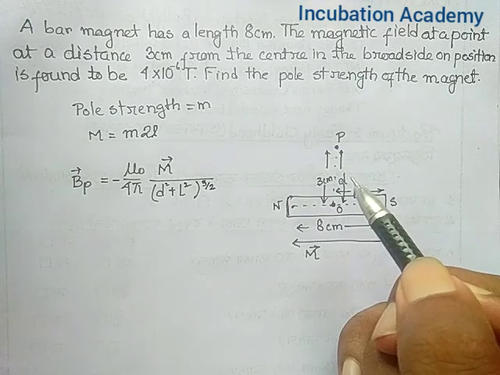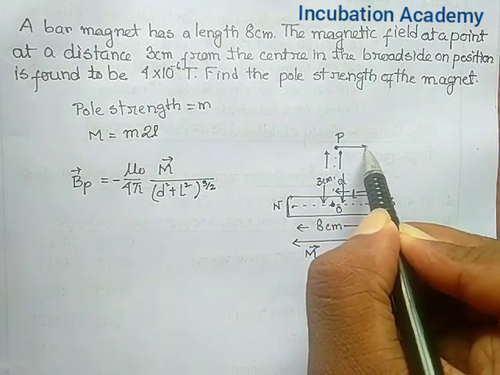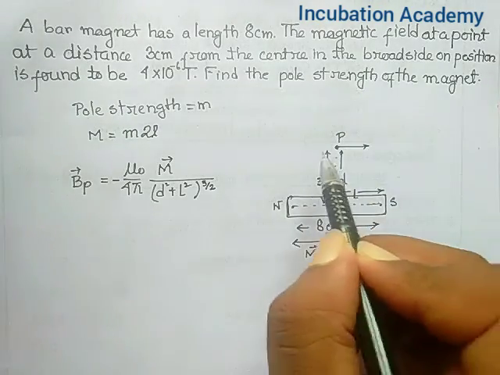So the magnetic field is in the direction opposite to that of the bar magnet. So this direction is along this direction, that is from north to south.